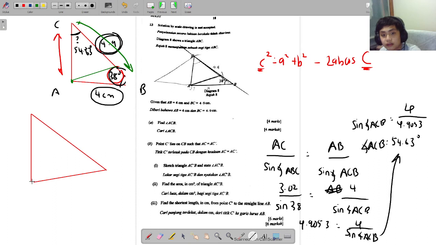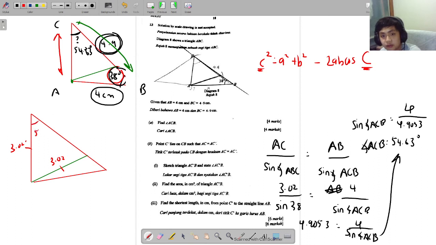So from here to here, I'm going to sketch roughly, right? So I'm going to say that this length here and this length here are the same. If those two lengths are the same, it means that AC is the same length as earlier. So we found AC as 3.02. This is 3.02 as well, right? And the angles remain the same.